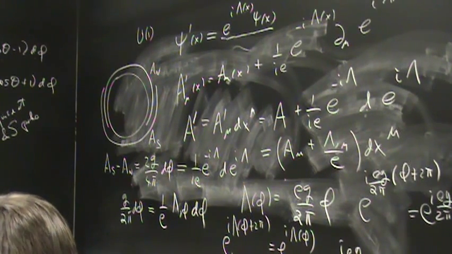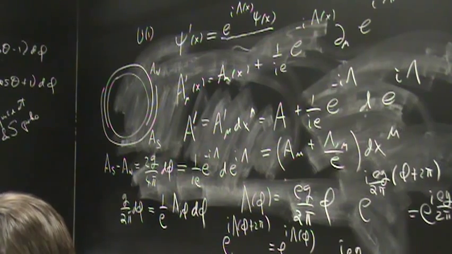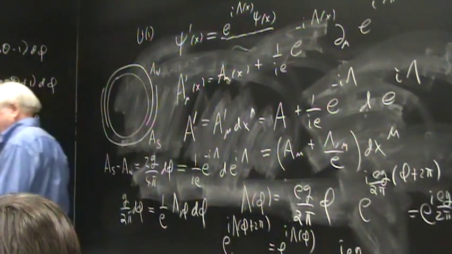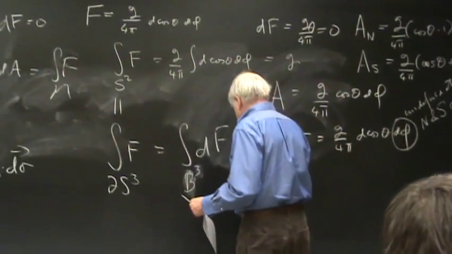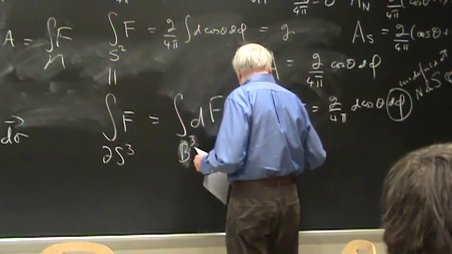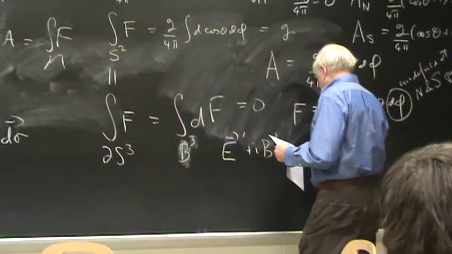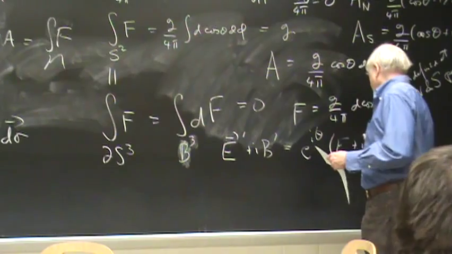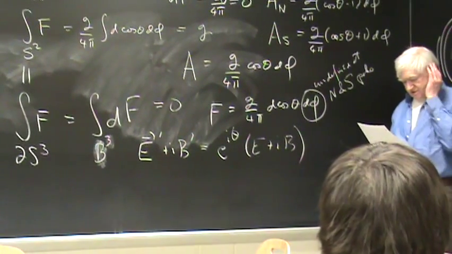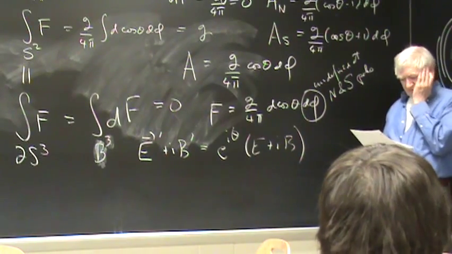Turns out that Maxwell's equations are invariant under a certain transformation. I'm going to use up this nice blackboard here. You can say E prime plus iB prime is e to the i theta times E plus iB. So you can try that out. It turns out that's a symmetry of them.